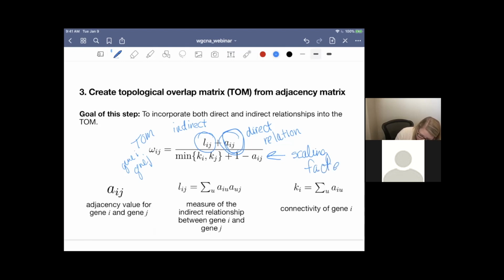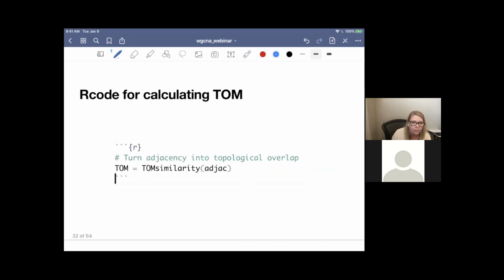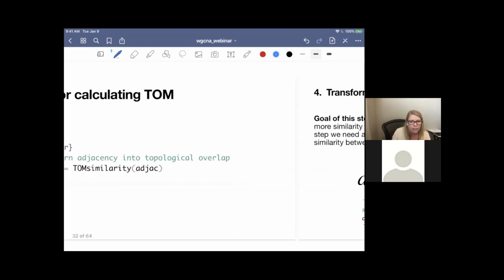So our indirect, what we've done here is multiply the correlation or the adjacency between gene I and some other gene and gene J and some other gene. So when both are correlated with a gene, that makes that number bigger, right? Where if I have it where one has a high and one has a low, that's going to dramatically reduce that number. And so what we're looking for here is concordance of their association with other genes. And again, it's super simple to calculate that TOM in the R package.